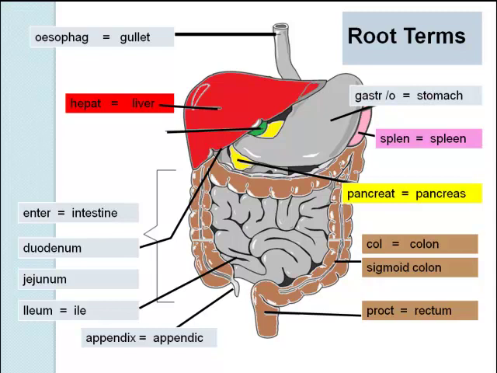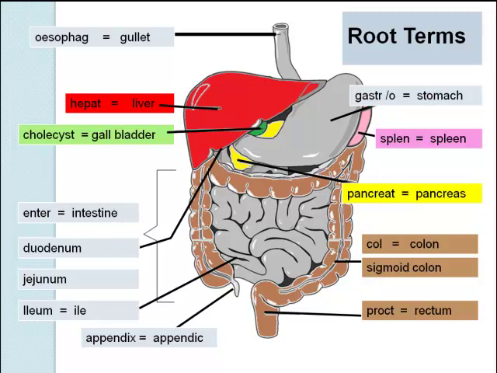Hepat is liver, so I'm sure you've heard of hepatitis, inflammation of the liver. And the little green bit tucked underneath the liver is the gallbladder, and the root term for gallbladder is cholecyst. And your gallbladder stores bile. Bile is a substance which is used to help break down fats. So if you eat a cream cake, then your gallbladder will go into action, squirt the bile into the duodenum to aid the digestion of those fats.